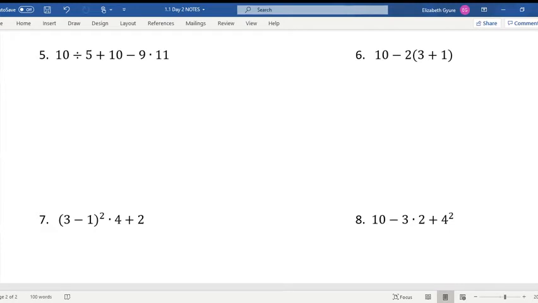Number 5, we got 10 divided by 5 plus 10 minus 9 times 11. Any parentheses? No. Any exponents? No. Do we have multiplication and division? Yeah, always go from left to right. And I know I'm repeating, but I'm repeating so that we remember, okay? So where should we start then if we need to multiply and divide from left to right?